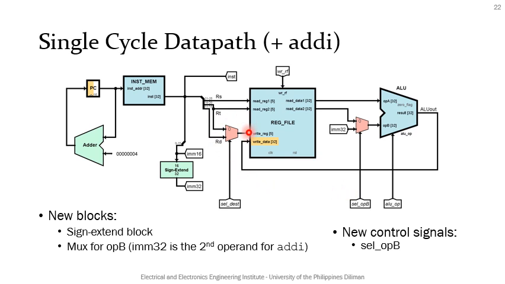A second multiplexer was also added for the write reg input of the register file, since now the destination can be RD for R-type instructions or RT for add-I instructions, and a new control signal, which we will call reg dest, is also needed for this multiplexer.